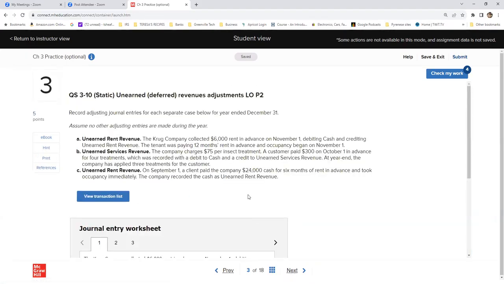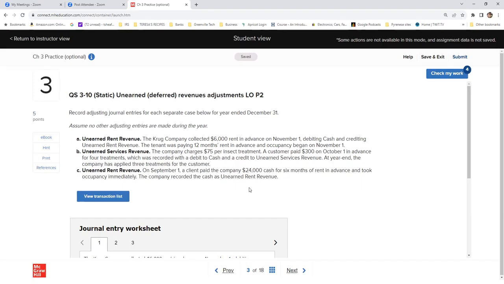Next, we got 3 different adjusting entries. The first one is unearned rent revenue. Drug company collected $6,000 in rent in advance on November 1st, debiting cash and crediting unearned rent revenue. Tenant was paying 12 months in advance. So if it's on November 1st, it means we got 2 months left, right? It's paying 12 months in advance, so that's $500 a month. Divide 6,000 by 12, that gives you $500 a month. So if we take 2 months times $500, because November and December is 2 months, that means we're going to have $1,000.